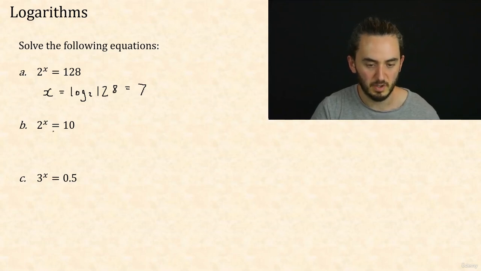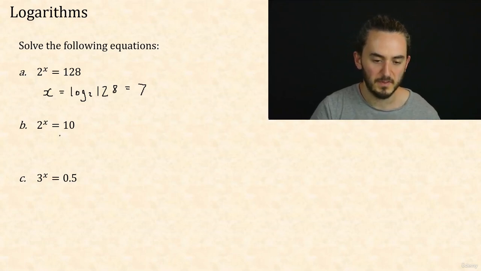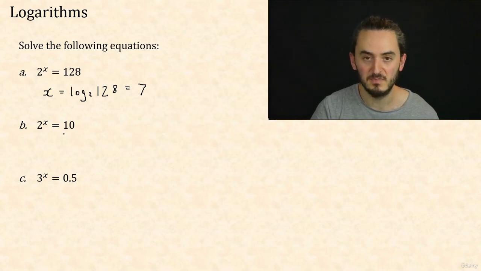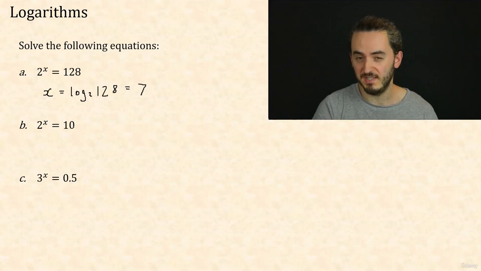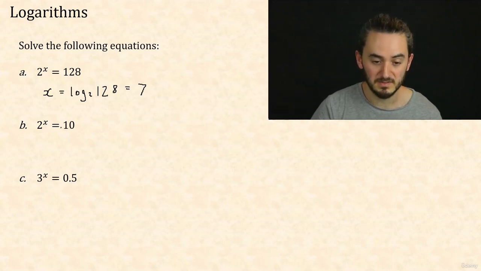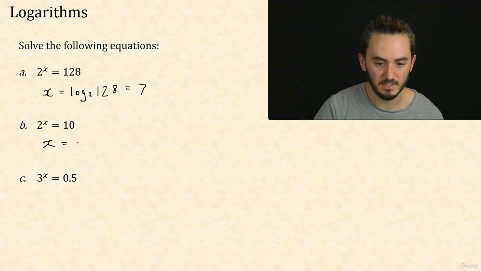Okay, but what about this one? 2 to the x equals 10. Well, you definitely don't know this one because 10 isn't a power of 2. So the answer is going to be weird, right? 2 cubed is 8 and 2 to the power of 4 is 16. So it's somewhere between 3 and 4. What is it though? Well, the answer is x equals log base 2 of 10.